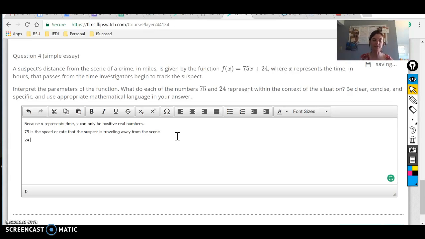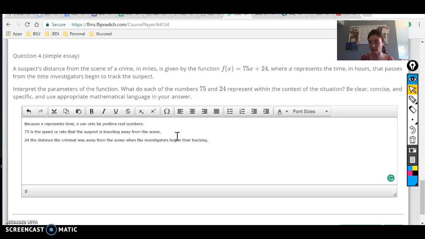24 has to be the distance the criminal was away from the scene when the investigators began their tracking. So it's the initial distance. The crime happened, the criminal started escaping before the investigators started tracking them, and once the investigators started tracking them, the criminal was already 24 miles away. So that's what you need to write there.